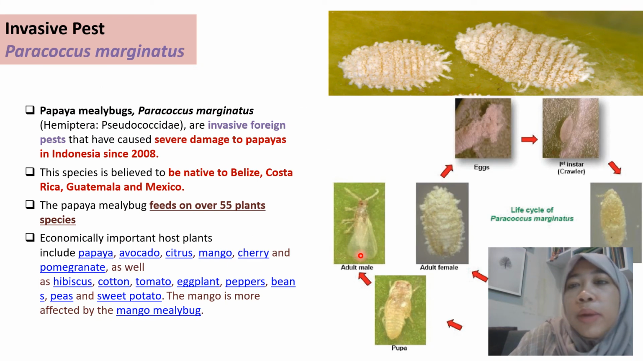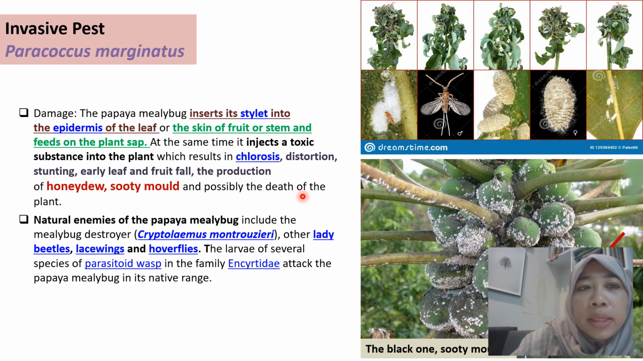This is Paracoccus marginatus. This also entered Indonesia, in 2008. The host plants number over 55 plants. They can attack papaya, mango, avocado, and many other plants. They are from Mexico, Costa Rica, and Guatemala, and the damage to the plant is chlorosis.